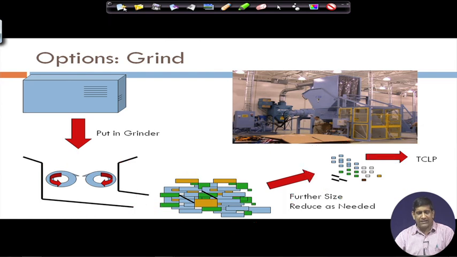If you remember what I said about size reduction from the very beginning, maybe the second or third week of the class, size reduction is done to increase the surface area. The more the surface area, the better the reaction. So with a bigger surface area, the reaction will be faster, and more and more things will move from the solid phase to the liquid phase, and that's what we want. We want to see the worst case leaching scenario.